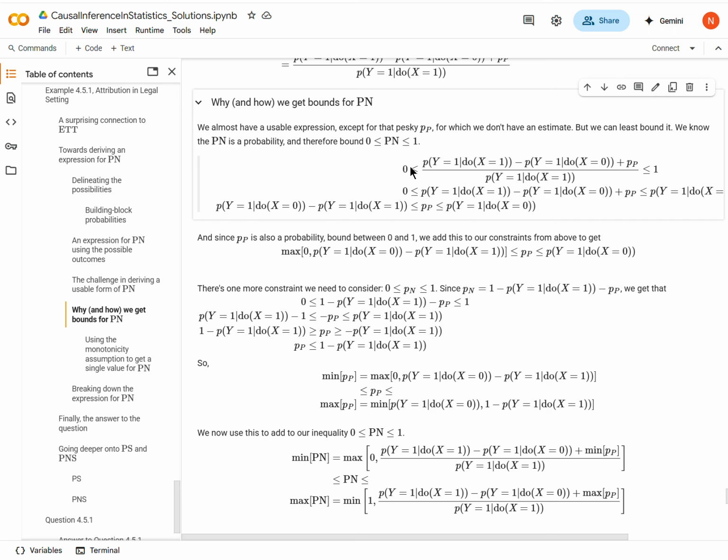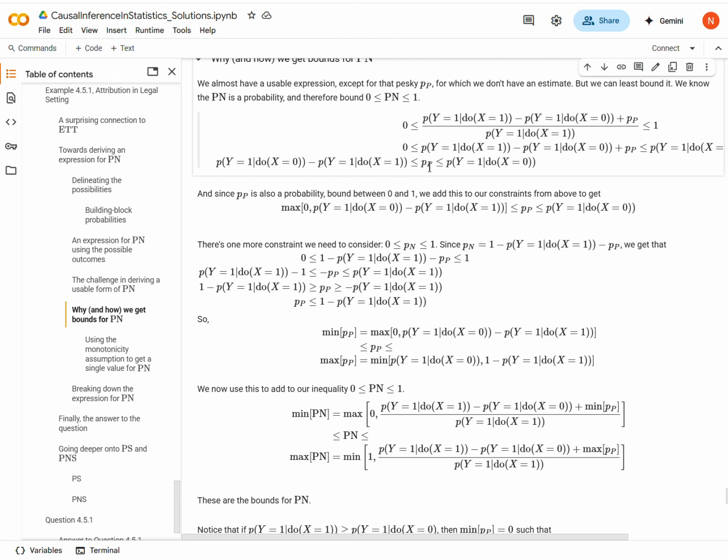But first we set boundaries for the probability of necessity, and we know that that's between 0 and 1. And so then we can reconfigure this expression right here, trying to find a bound for PP, right? So you can multiply this over to both sides, but ultimately you get some bounds for PP right here. Okay. Now PP itself, P sub P, we can apply some additional constraints to it, because we know that it has to be between 0 and 1, because it itself is a proportion or a probability.